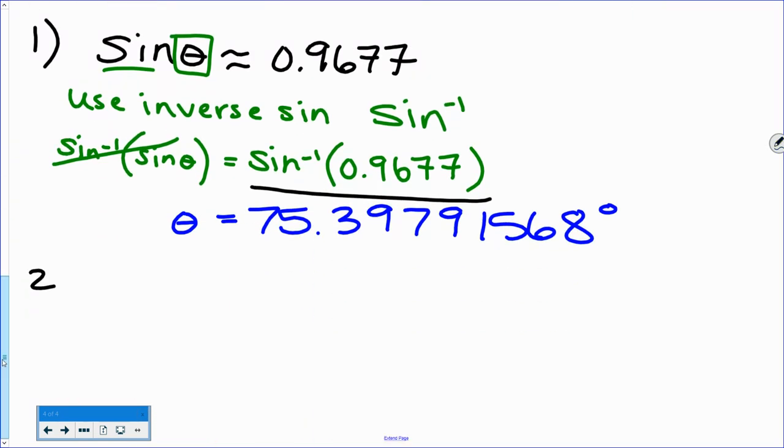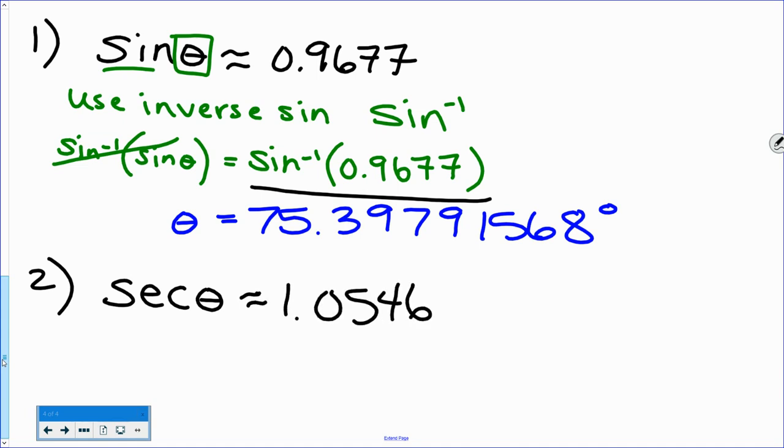We'll look at one more example here, and that's really going to be it. As difficult as it's going to get for using inverse sine, inverse cosine, and inverse tangent would be if I give you a trig function that we don't have on our calculator. So if I say secant of theta is approximately 1.0546, let's find that angle. There is no secant button or secant inverse button, so I can't just type that in. So I have to use something I know about secant and use its reciprocal.